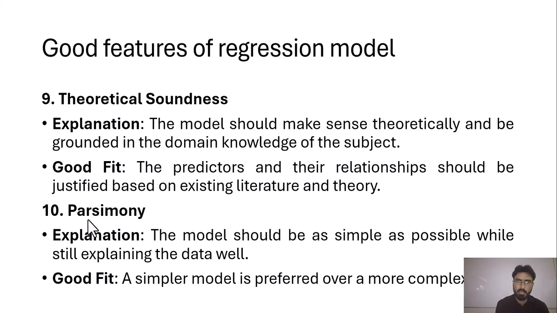And the last thing for the good feature of the regression model is parsimony. Basically, parsimony means that your model must be simple. Make your model as simple as possible. Do not take many independent variables in your model. For the simplicity of the model, take only 3 to 4 independent variables. If you have taken 15 or 20 independent variables, it will make the model complex.